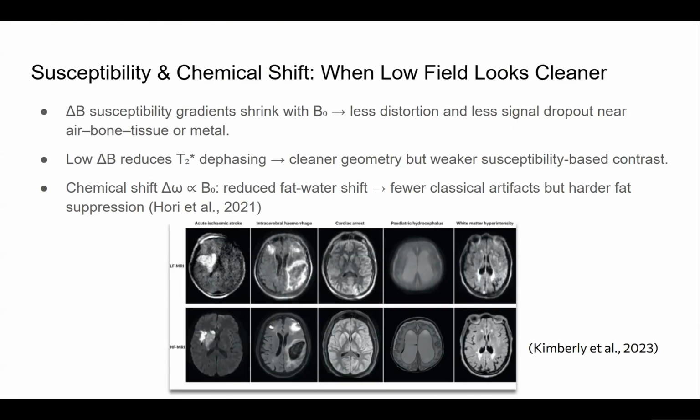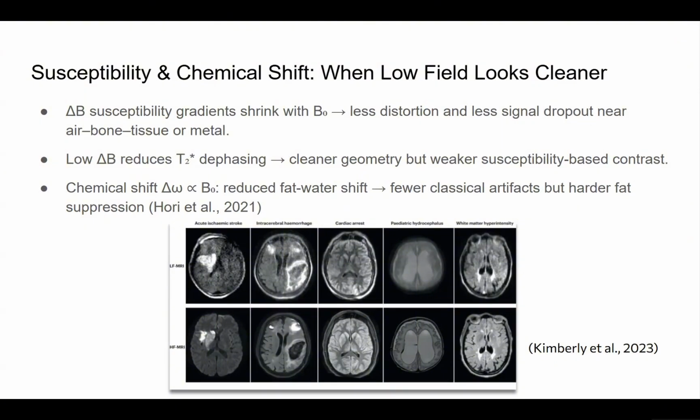noisier. But the flip side is that contrasts that rely on strong susceptibility differences, like susceptibility weighted imaging or high resolution BOLD, become much weaker at 64 millitesla. So portable scanners rely more on T2 FLAIR, as Hyperfine documents show.